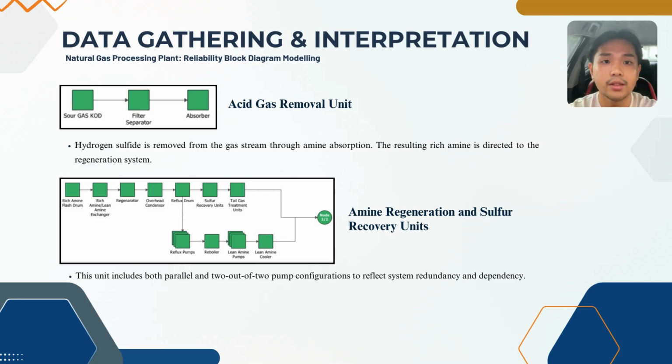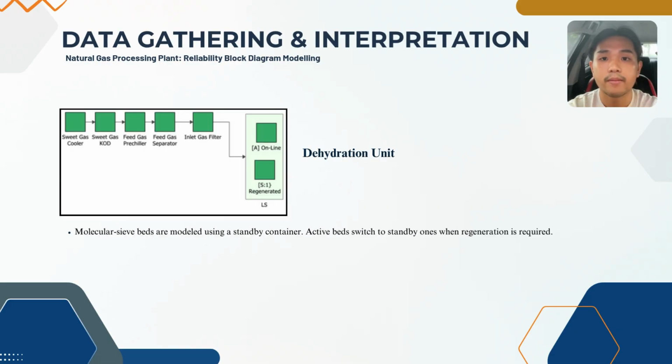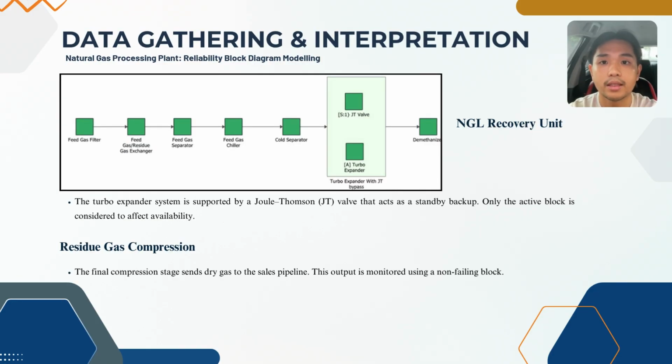In the regeneration unit and sulfur recovery units, we model system redundancy using parallel and 2 out of 2 logic to reflect the presence of critical pumps. Next, in the dehydration unit, we model molecular sieve beds with standby logic. When the active beds require regeneration, the standby bed takes over. Similarly, in the NGL recovery unit, we included the turbo expander system along with a JT valve as a standby component. Only the active blocks are considered to influence availability.